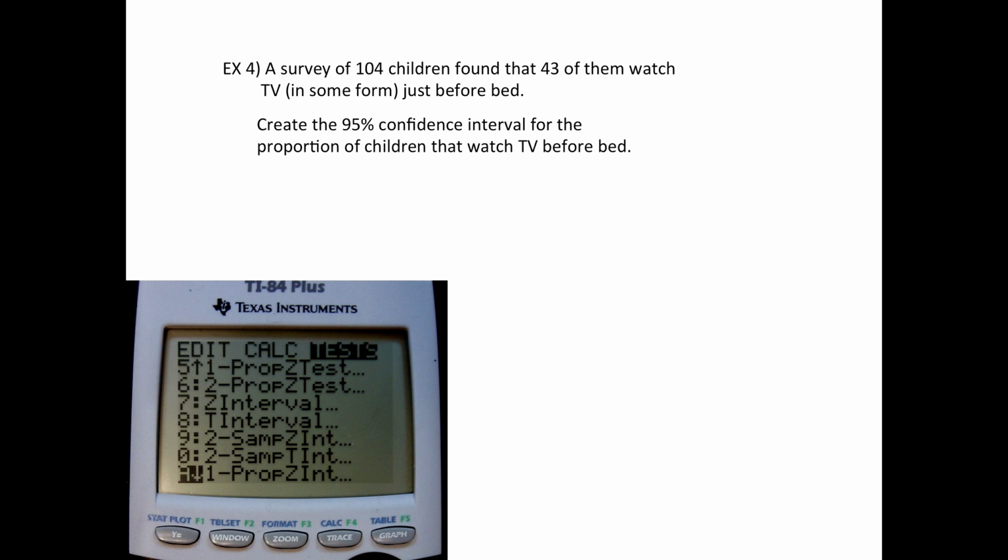So you go to Stat, and then move right to go over here until it's highlighted with tests. And then move down, down, down until you find the 11th thing on the list. The 11th thing is one proportion. We've only got one sample, so it's one proportion. And it's a Z because we're using table A2.